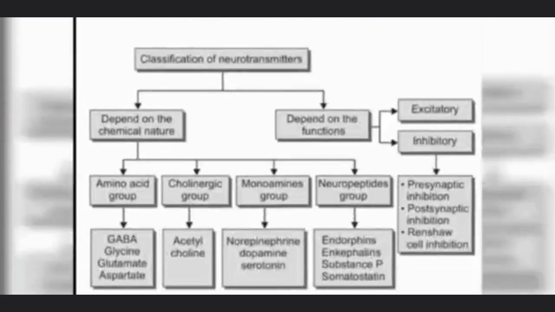Classification depends upon chemical nature. Depending upon function, they are excitatory or inhibitory. Examples for inhibitory are given: presynaptic inhibition, postsynaptic inhibition, then social inhibition. Depending upon the chemical nature, there is the amino group, like GABA, glycine, glutamate, aspartate. Cholinergic group, acetylcholine. Monoamine group, norepinephrine, dopamine, serotonin. Neuropeptide group, endorphins, enkephalins, substance P, somatostatin, and so on.